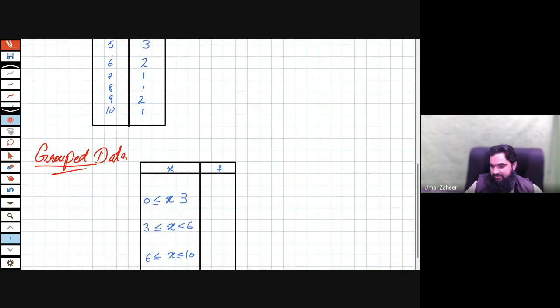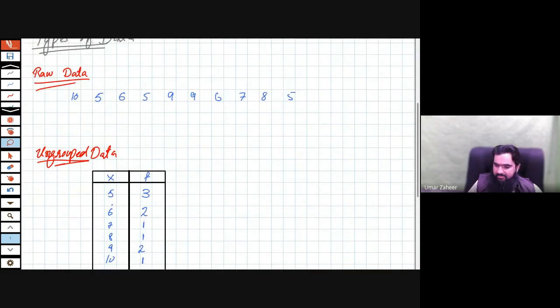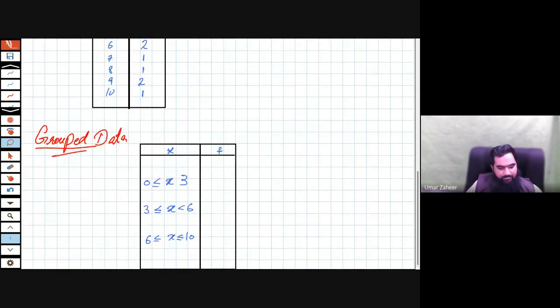So let's check. We are going to be taking data here. I'm going to be taking the same data. It is in the raw form. Now I'm going to be writing it into the group form. Is there any student here who is getting 0 to 3 marks? There are no students. This means that the frequency of this one is 0.